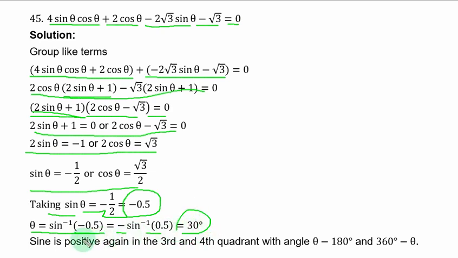So you check, okay, here is negative, here is negative. So sine is negative again in the third and fourth quadrant with angles theta minus 180 degrees and theta minus 360 degrees. With these two angles, we get the other values of theta corresponding to 30 degrees, the first result.